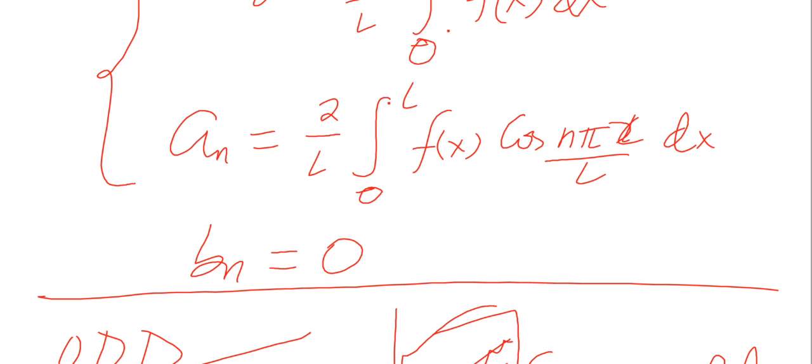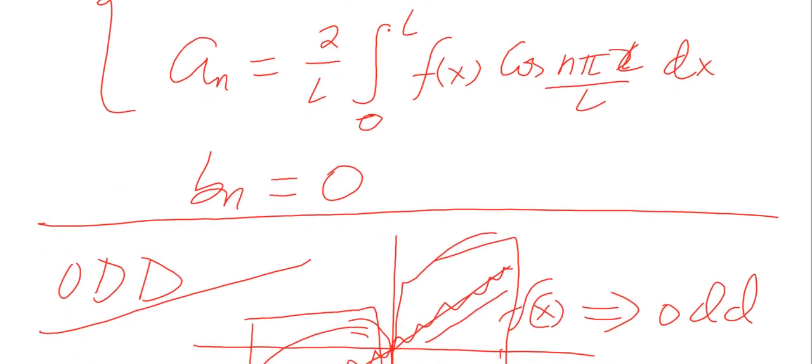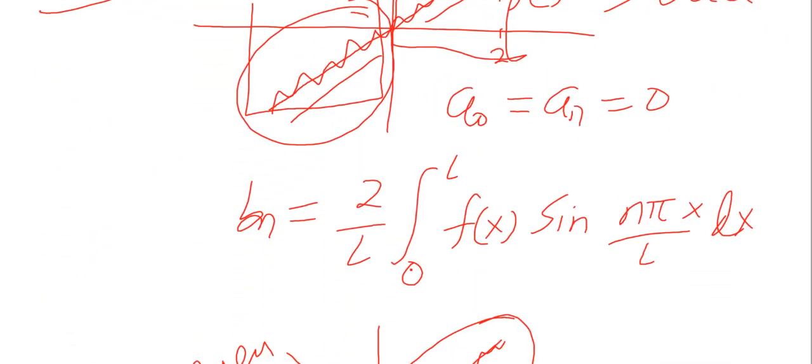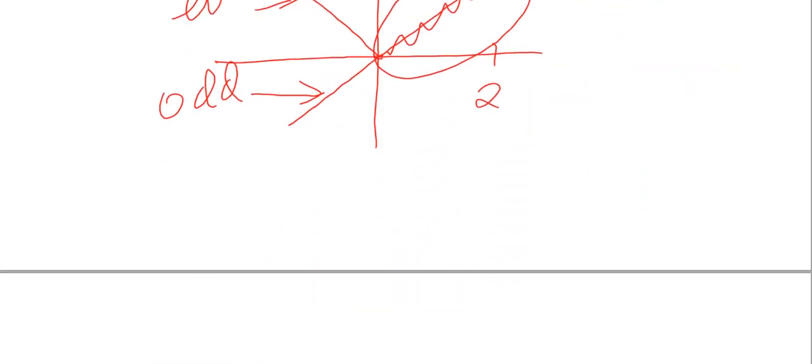So if you are given a function and you are told to obtain a half-range sine series, it means that you take an assumption that the function is odd, and in this case the values of A0 and An become 0. If you are told to obtain the half-range cosine series, then it means that you assume that the function is even, and in this case the value of Bn is 0. So you find A0 and An.